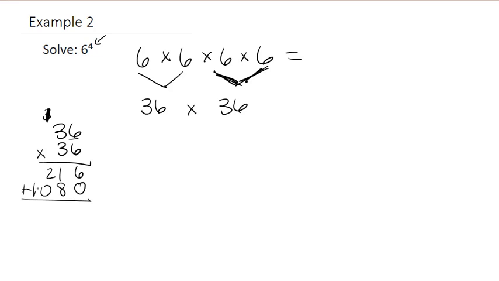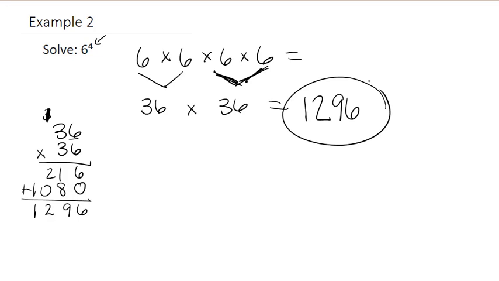Now we add. 6 plus 0 is 6. 1 plus 8 is 9. 2 plus 0 is 2. And then we have just the 1. So for this problem, it is equal to 1,296 when you multiply 6 times 6 times 6 times 6. So let's do another example.